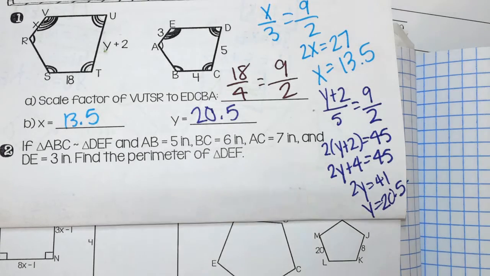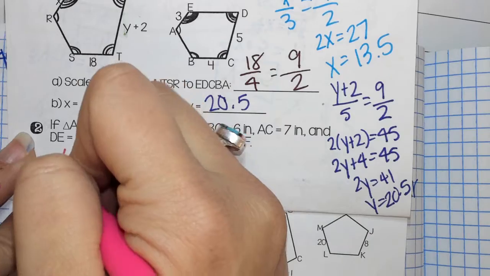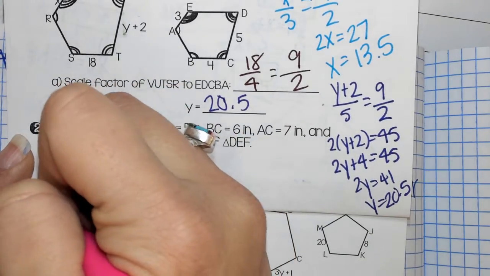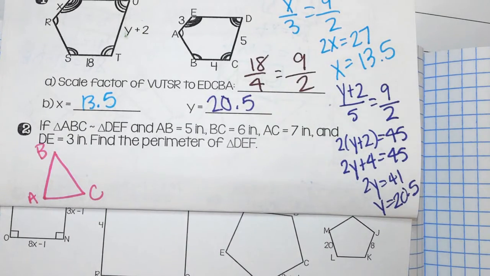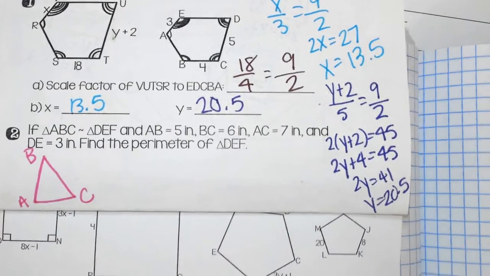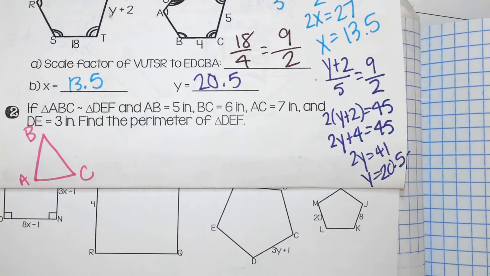Okay, so in this one it says if triangle ABC is similar to triangle DEF, and then it gives us all the side lengths of AB, BC, AC, and DE, find the perimeter. What should we do first? We should draw a picture. Why should we draw a picture? Because it does make it easier, and we're in geometry. It is a triangle. That's why it has that fancy triangle symbol in front, and it only gives us 3 points.